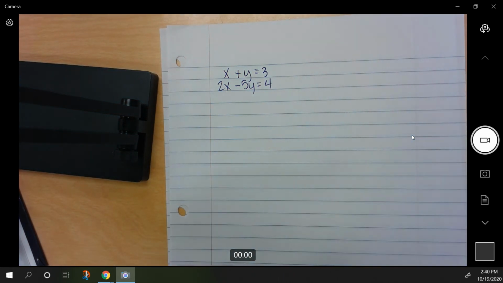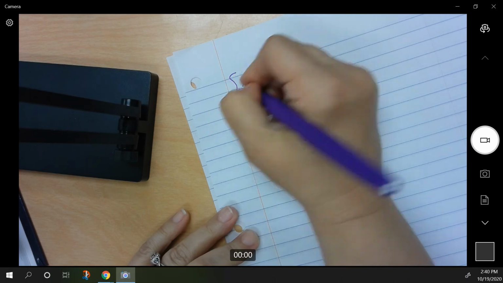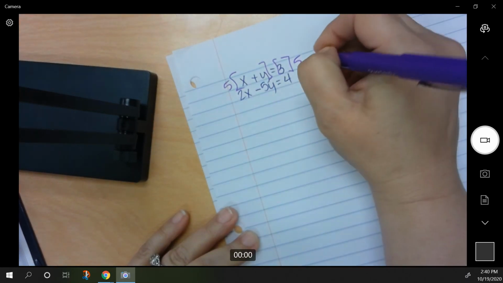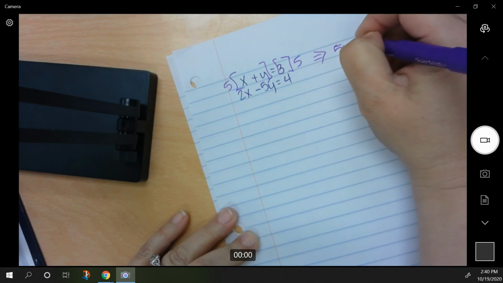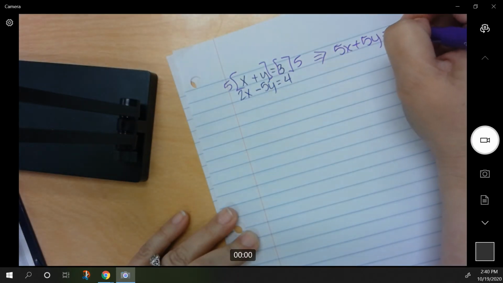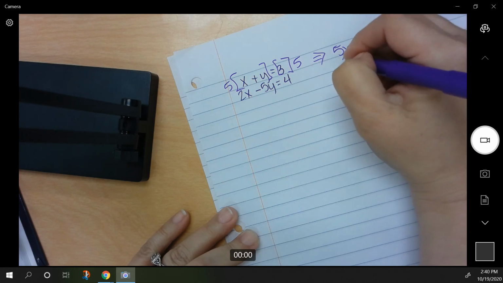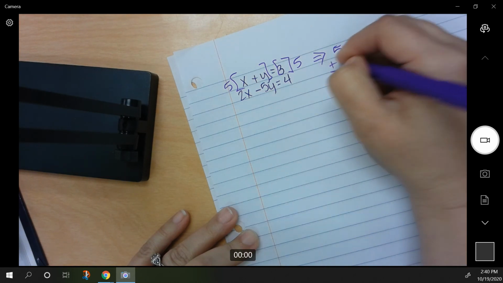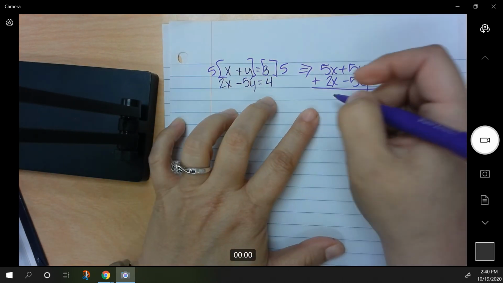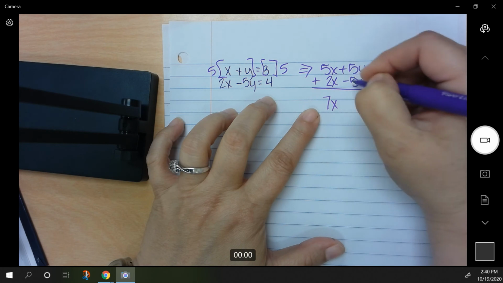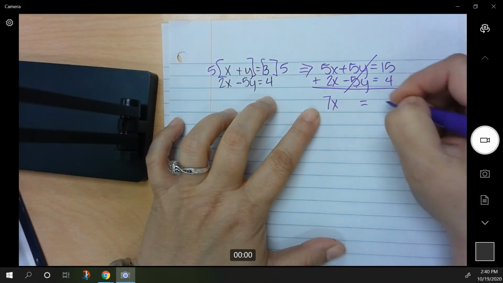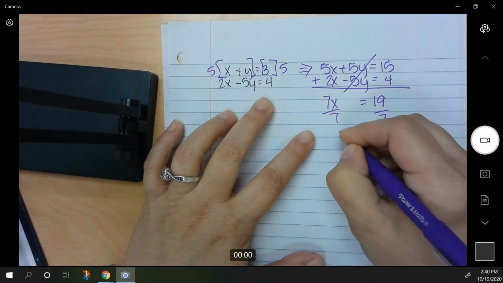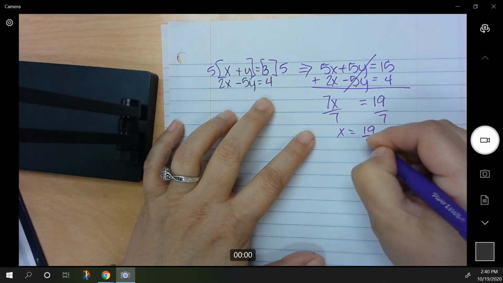So we're going to take the top piece and multiply both sides by 5, rewriting it to be 5x plus 5y equals 15. I haven't done anything to the second equation, so all I'm doing is rewriting it. Now we add down. So 5 plus 2 is 7x. 5 minus 5 goes away, and we get 15 plus 4, which is 19, divided by 7. x equals 19 over 7.